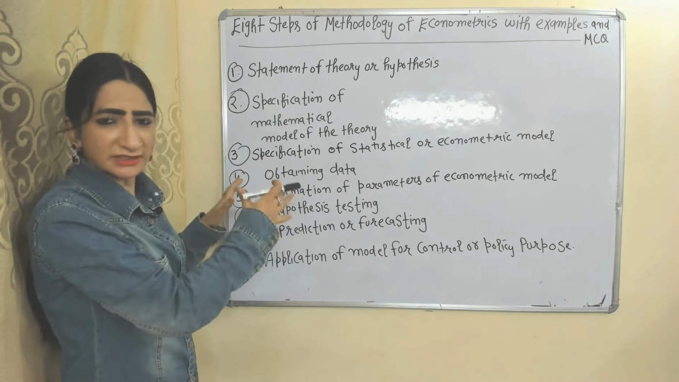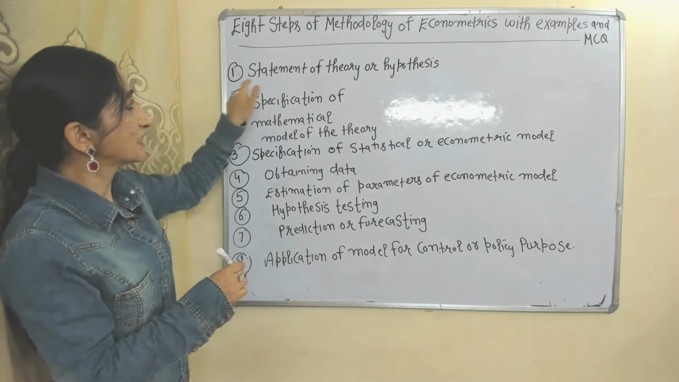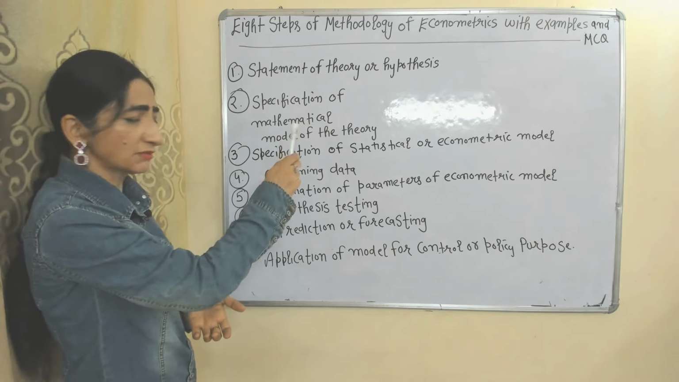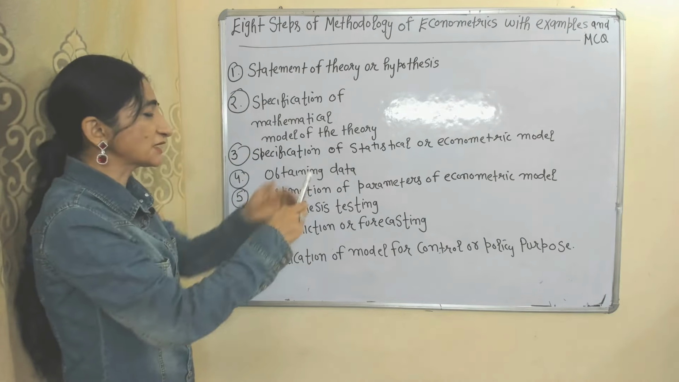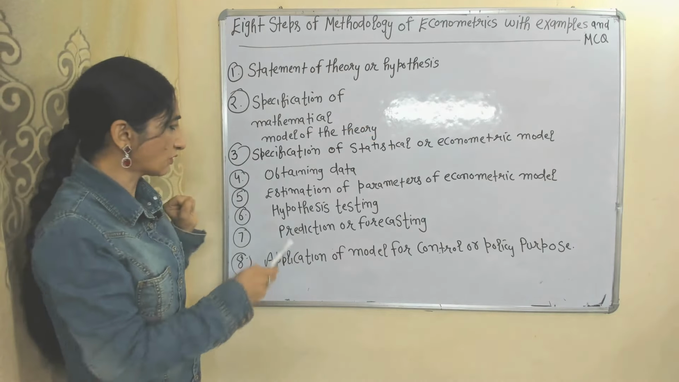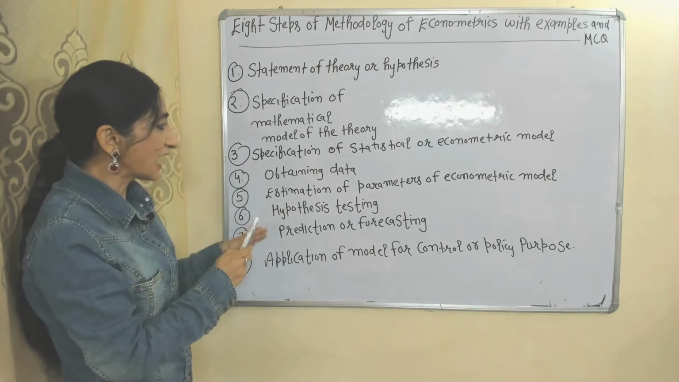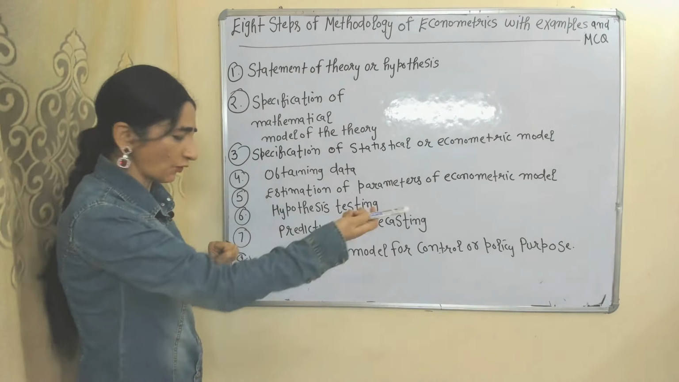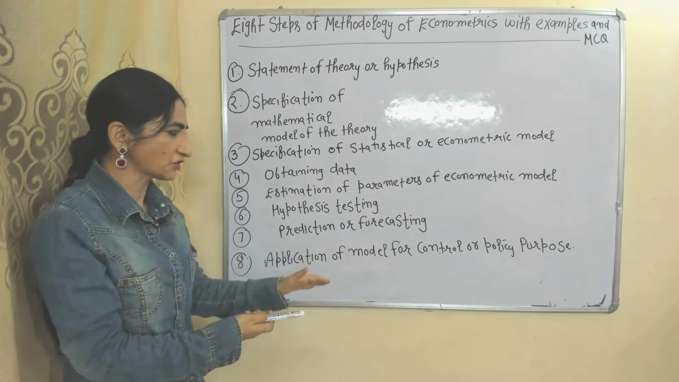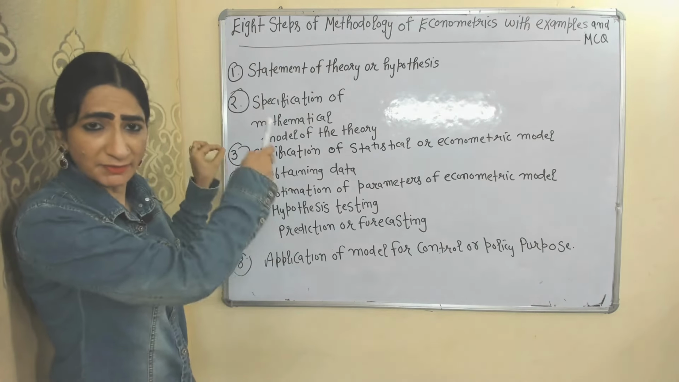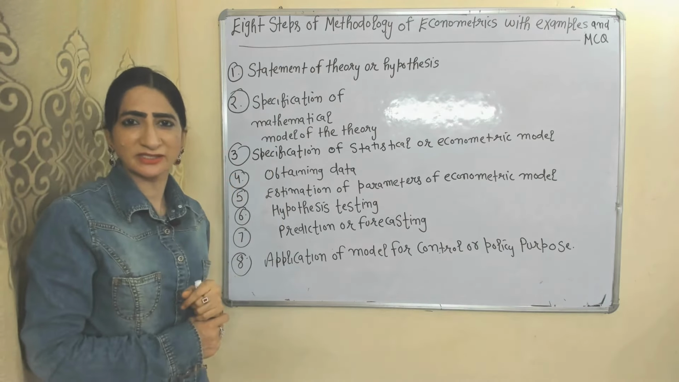The 8 steps of methodology of econometrics are: statement of theory or hypothesis, specification of mathematical model of the theory, specification of statistical or econometric model, obtaining data, estimation of parameters of econometric model, hypothesis testing, prediction or forecasting, and last is application of model for control or policy purpose. One by one, with example, we are going to discuss each step.